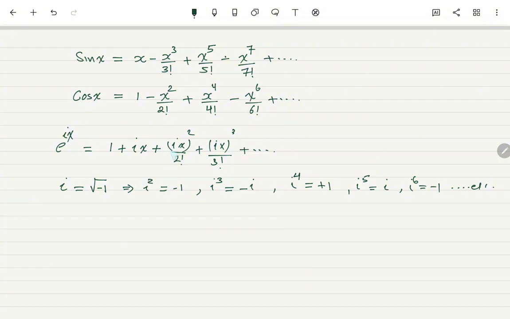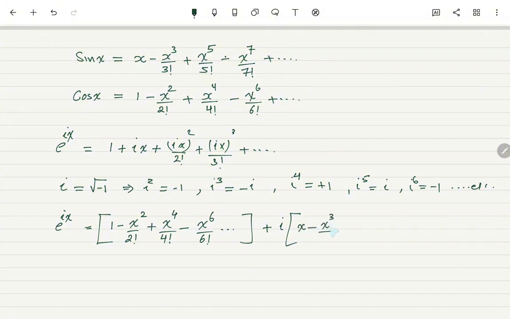Therefore, if we go back to this one here, we can rewrite e to the ix as equal to 1 minus x squared over 2 factorial plus x to the power 4 over 4 factorial minus x to the power 6 over 6 factorial, etc., plus i times x minus x cubed divided by 3 factorial plus x to the power 5 over 5 factorial minus x to the power 7 over 7 factorial, and so on.